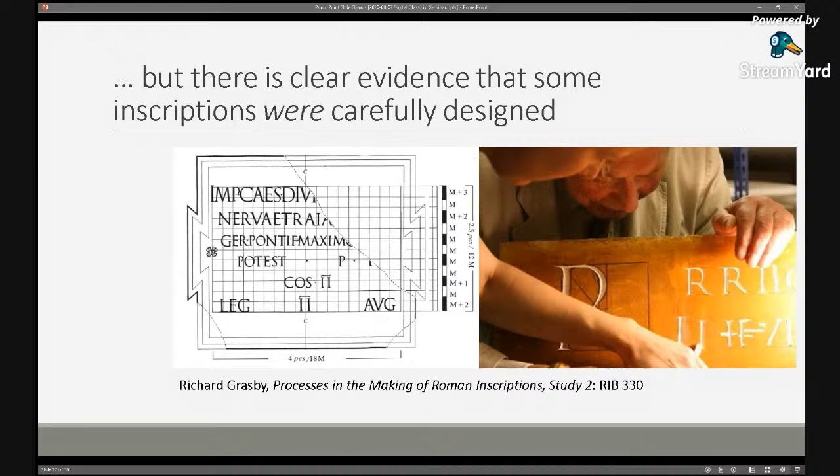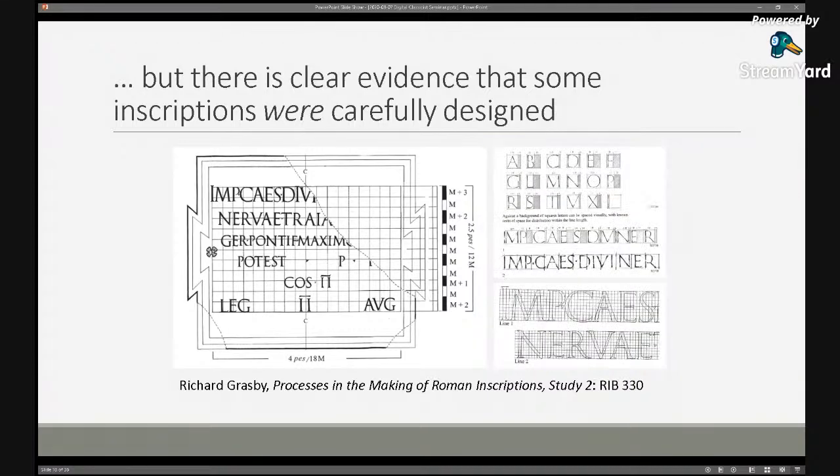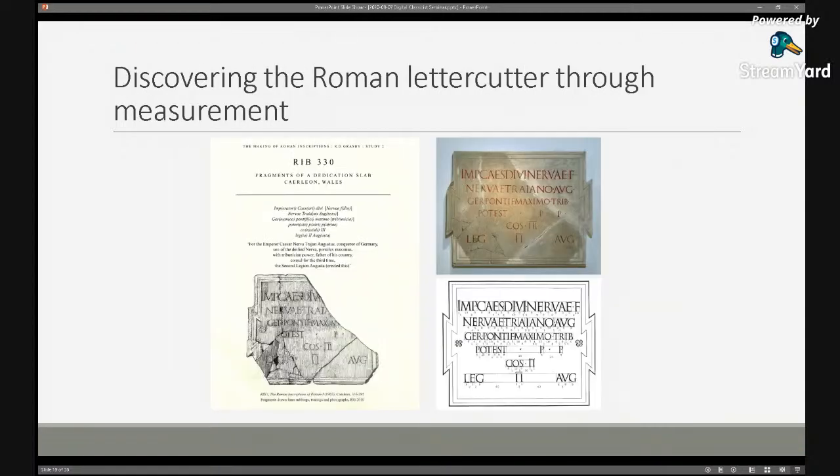Richard was very generous in helping people to understand how inscriptions were cut, and gave a lot of time to the practical epigraphy workshops, which some of you might have attended. If we take a look at this inscription, this is from Caerleon, and the inscription here, RIB 330, was originally placed above the gate into the fortress, and this is an inscription in honour of Trajan.